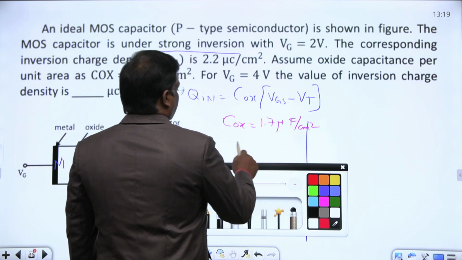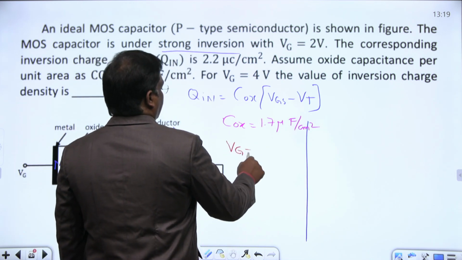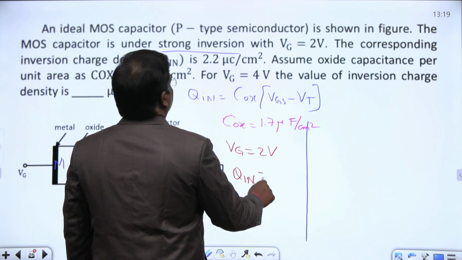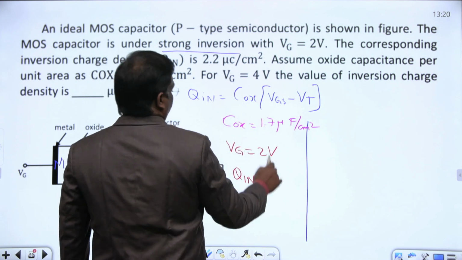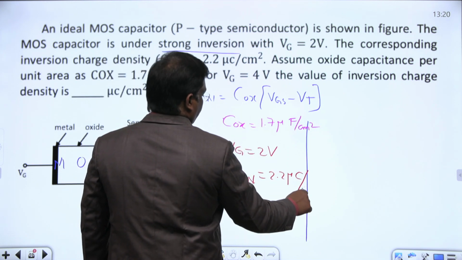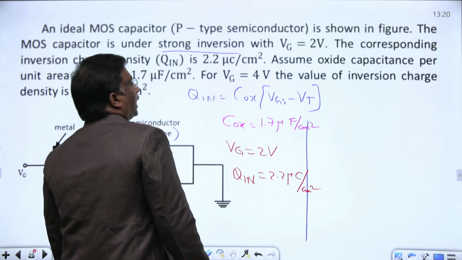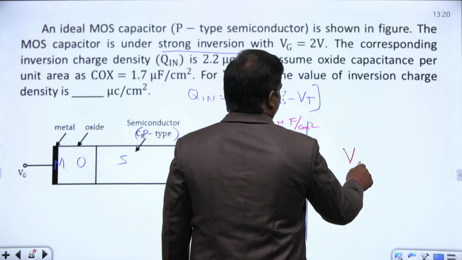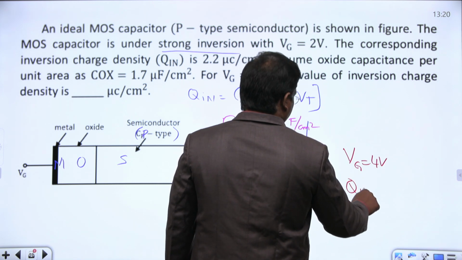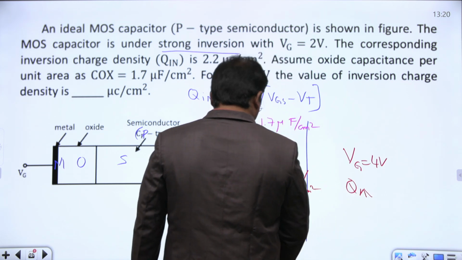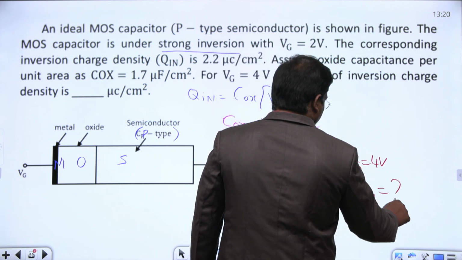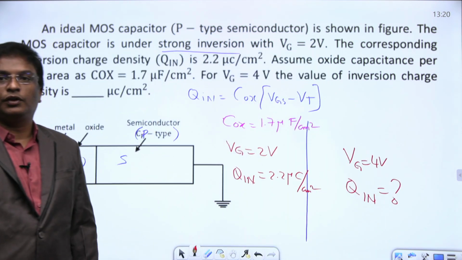When Vg equals 2 volts, what is the inversion charge Q? It is 2.2 microcoulombs per centimeter square. What they are asking us to determine is: when Vg equals 4 volts, what is the value of the inversion charge Q? That's all the data. Simple.